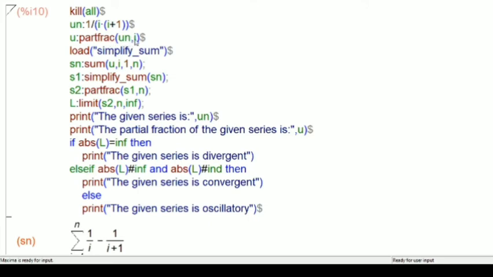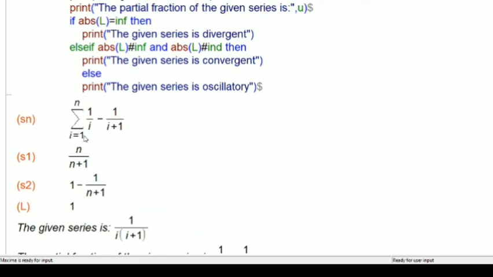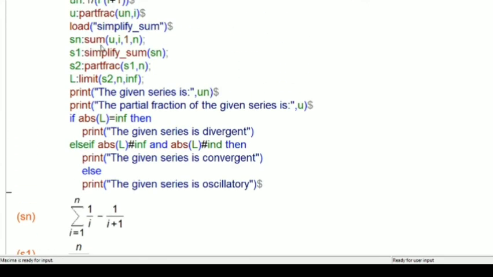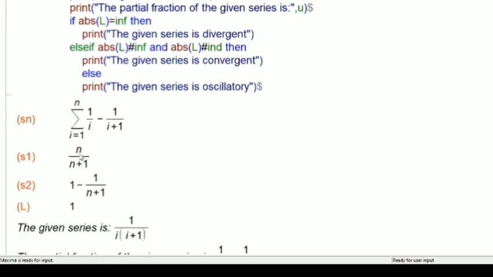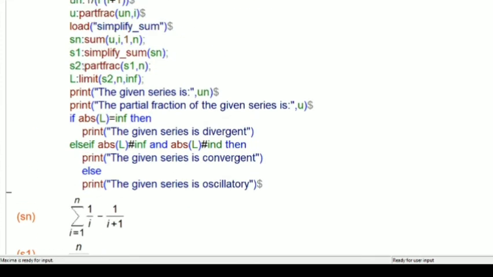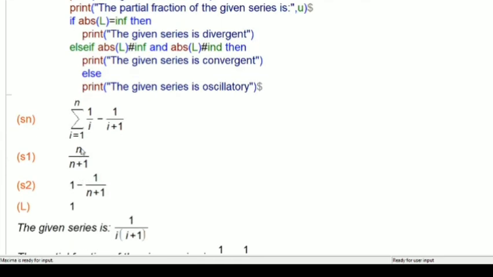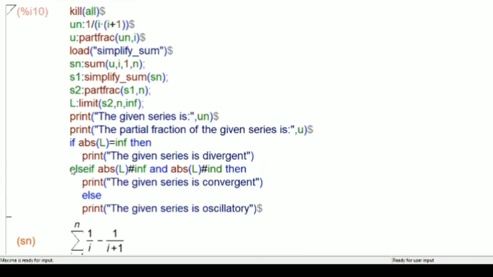So what is the sum of first n terms? It is summation i from 1 to n, 1 by i minus 1 by i plus 1. That was your Sn. Now it will simplify this. So what was the sum? It is n by n plus 1. But we want to factorize this, because if you keep n as it is and apply the limit, this becomes infinity by infinity, which is indeterminate. So we have to simplify this.